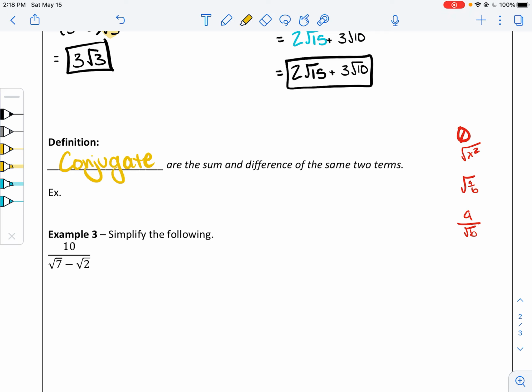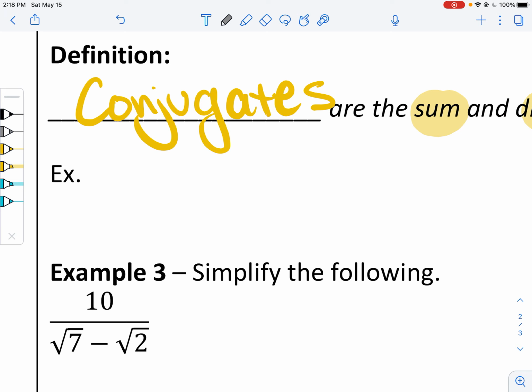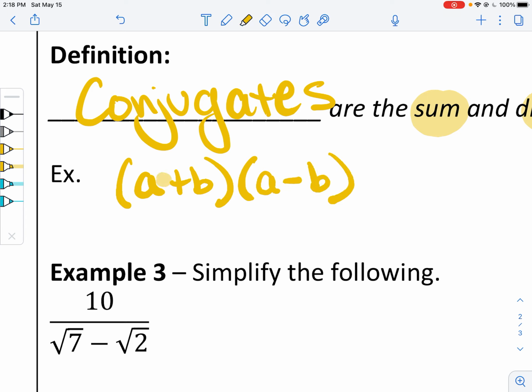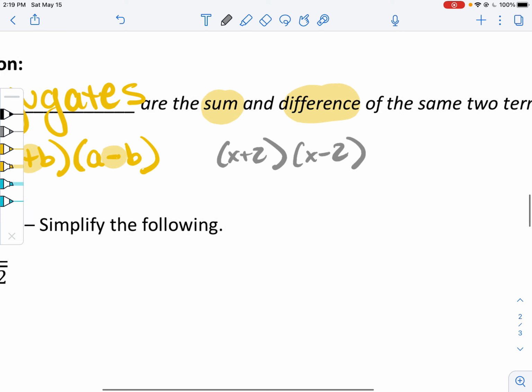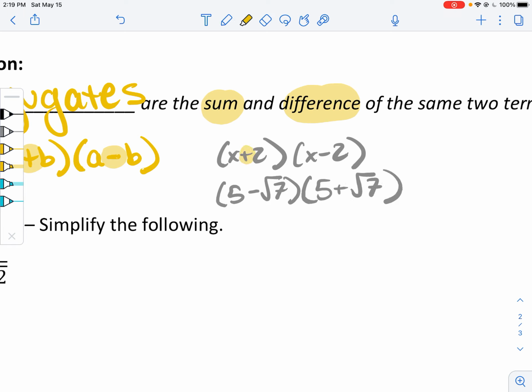So conjugate, when you hear conjugate, think opposite, because conjugates are sums and differences of the same terms. For example, a classic conjugate: if you have a plus b, its conjugate is a minus b. Whatever those two terms are, you've got a plus, you've got a minus. So the conjugate of x plus 2 is x minus 2. Or the conjugate of 5 minus the square root of 7 is 5 plus the square root of 7. All we're doing is changing the minus to a plus, the plus to a minus. Totally switch those.